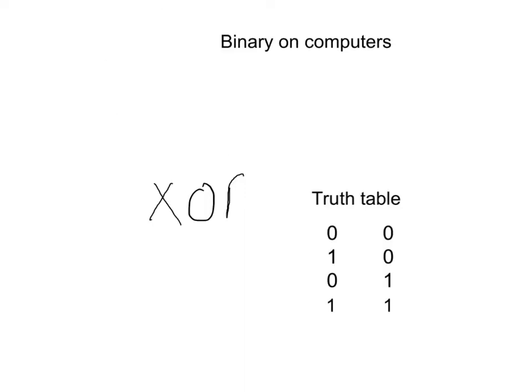The binary system is also used on computers. Computers have many different types of transistors and many transistors. Today I will be talking about the exclusive OR. This is how it's written.